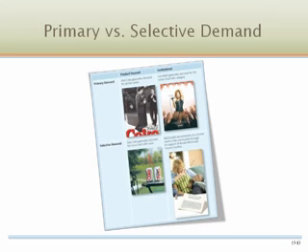The Got Milk campaign generates demand for the entire milk category. An advertisement for a single brand of milk tries to generate selective demand for that particular brand. The two are not mutually exclusive. When Coca-Cola introduced Diet Coke, it created both primary demand for diet soda and selective demand for Diet Coke.